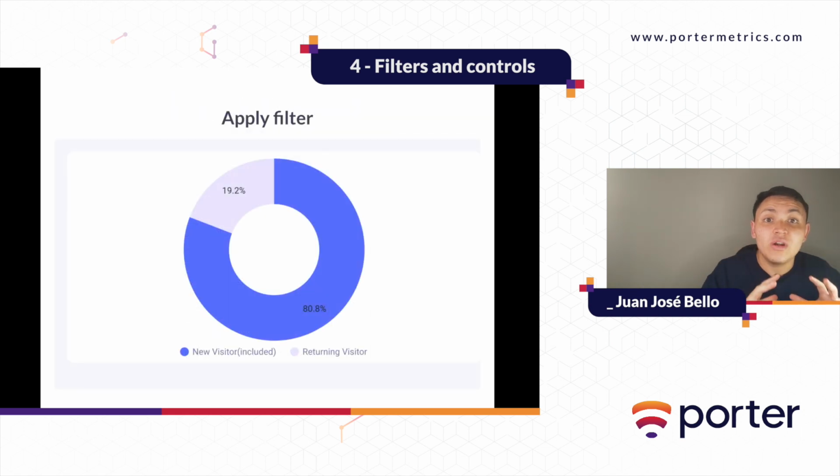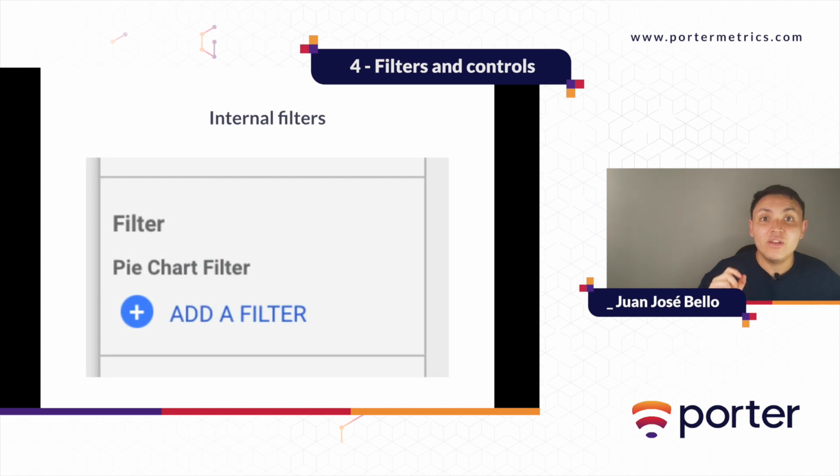Also, we can turn our visualizations into filters. In this case, we can create a pie chart that breaks down user types by new users or recurring visitors. And if I click one value, let's say new users, it will change all the visualizations to only show data from new users. And a final example is that we can use filters that end users cannot affect.